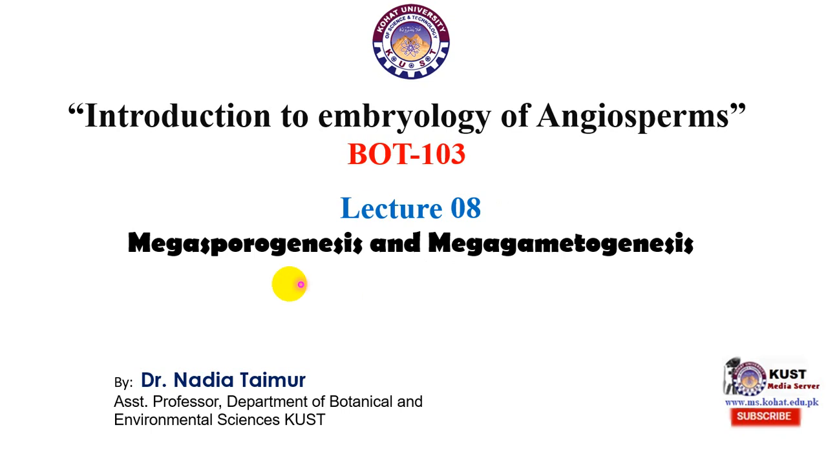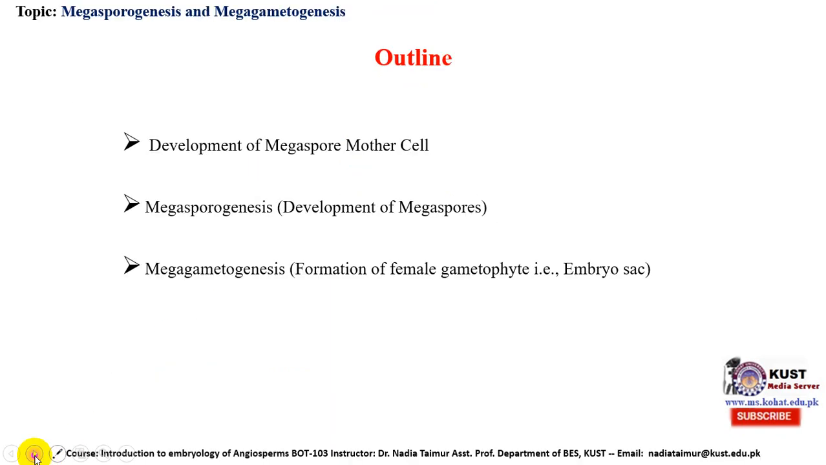Today we will discuss the topic megasporogenesis and megagametogenesis from the course Introduction to Embryology of Angiosperms. The outline of today's lecture includes 3 subtopics. These are: number 1, development of megaspore mother cell; number 2, megasporogenesis or development of megaspore; number 3, megagametogenesis or formation of female gametophyte or embryo sac.